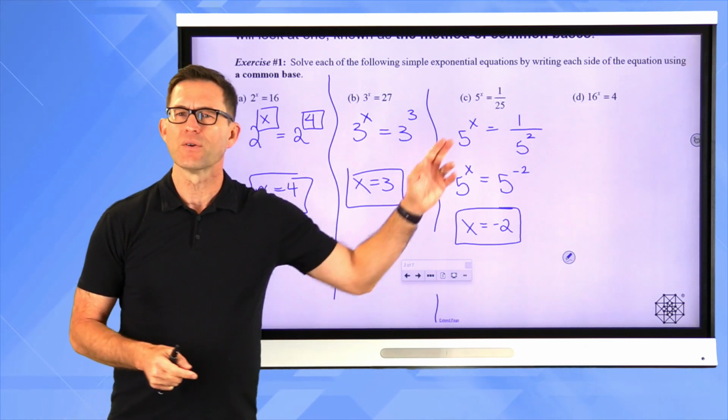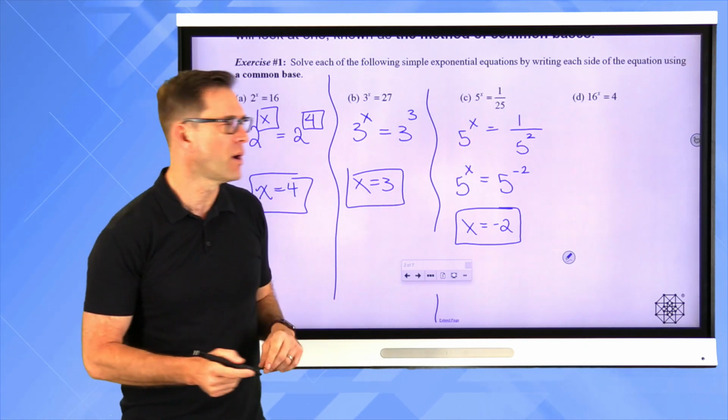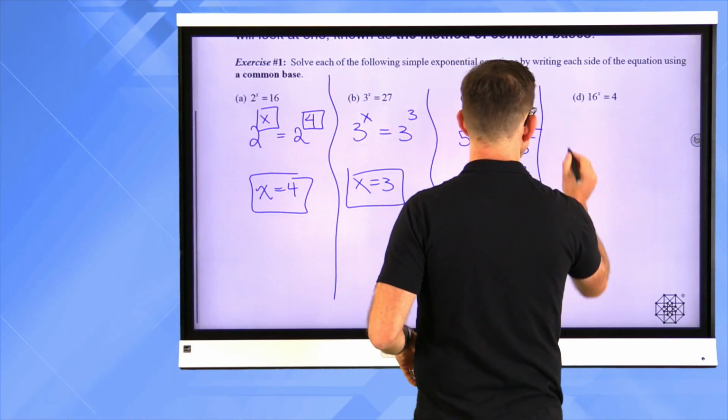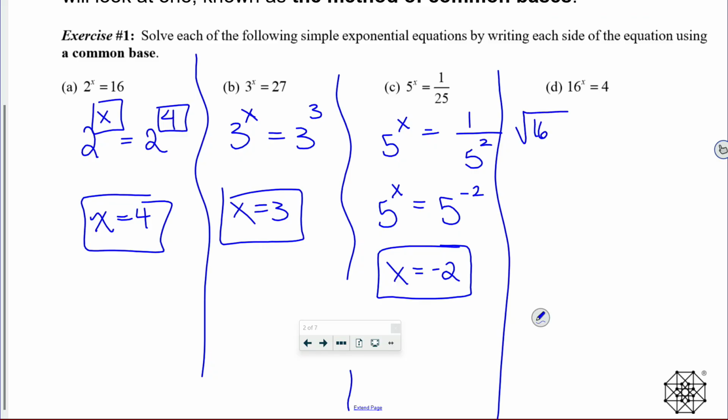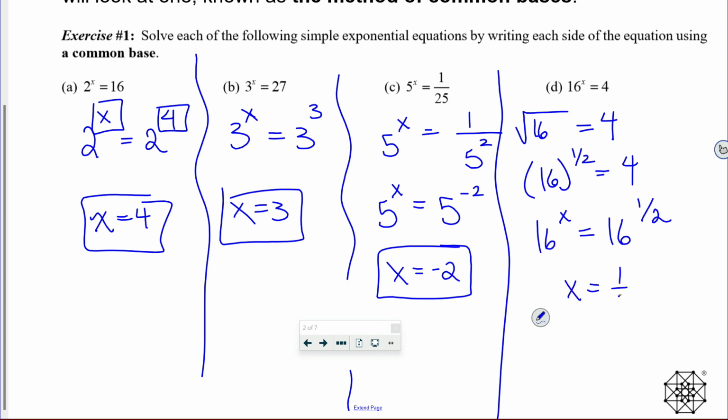So how do 16 and 4 relate? Well, recall, obviously, that the square root of 16 is equal to 4. But that means that 16 to the 1/2 is equal to 4. So I can now say 16 to the x is equal to 16 to the 1/2, in which case x equals 1/2.